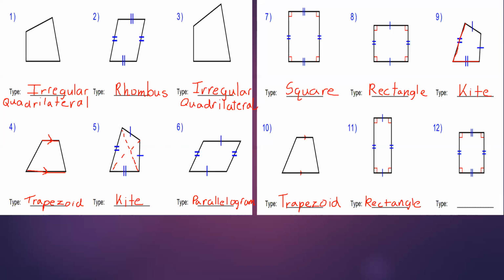And Demario, which one for number 12? Square. A square. Very good. How do you know it's a square? Because each side has two strokes. Very good. That means that all the sides are what? Equal. Very good. All the sides are equal in measure.